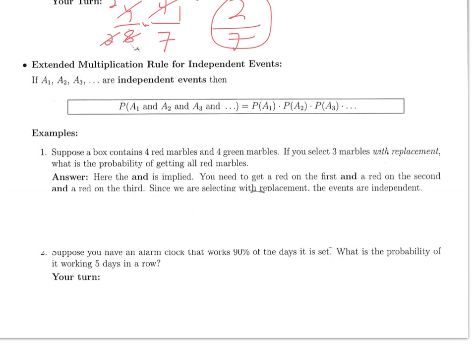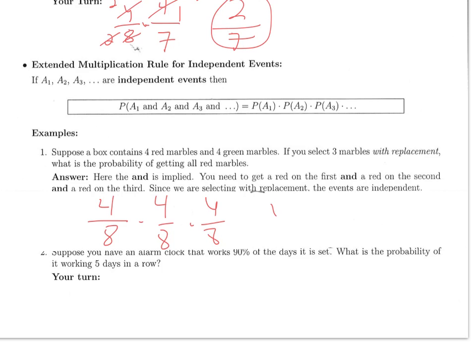The extended multiplication rule just means you can multiply each of these probabilities. Okay, a box contains 4 red, 4 green. If I select 3 marbles with replacement, that means I'm putting them back in. There's 4 red marbles to begin with out of 8. I'm going to put it back in. So there's 4 ways to win out of 8 again. And then there's 4 ways to win out of 8 again. I've done 3 draws. I wrote down the probabilities, so I'm just going to multiply them.